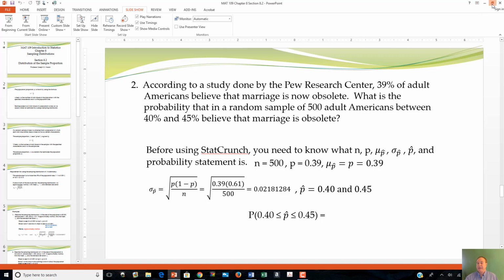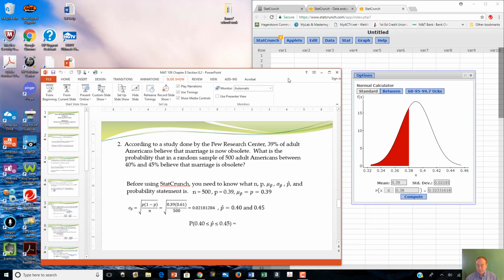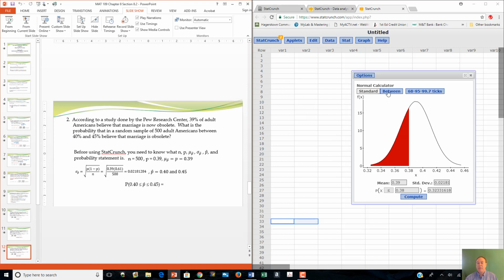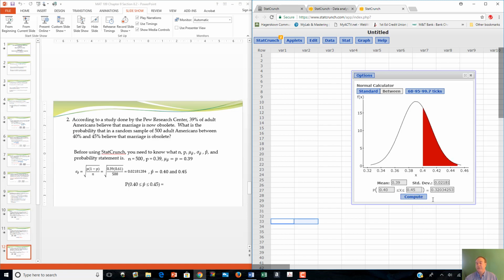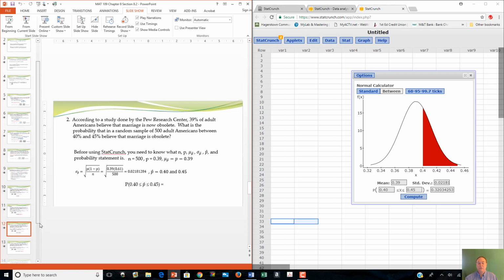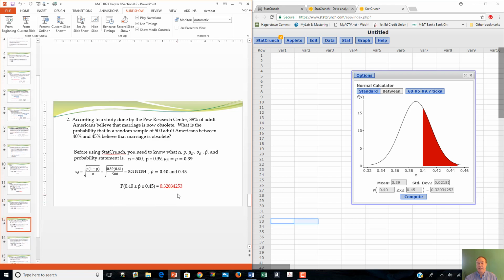So now if I go back, this time I'm going to go to the top. I'm going to pick between. Now you notice the mean stayed here, standard deviation stayed. So I just want to put the lower level 0.40, the upper level 0.45, click compute, and it's 0.32034253. Okay, so this is if you were going to use in between. And that's where we get this answer right here.